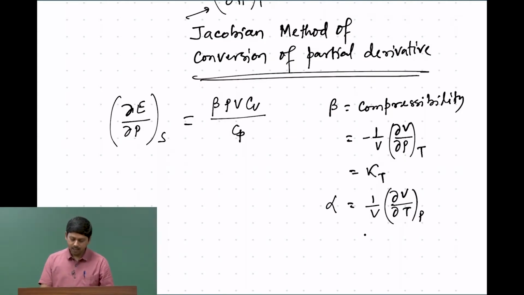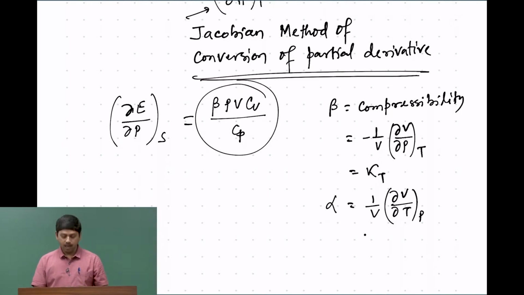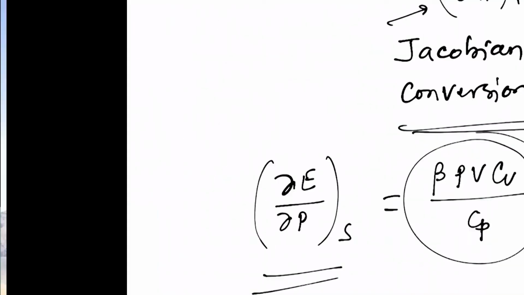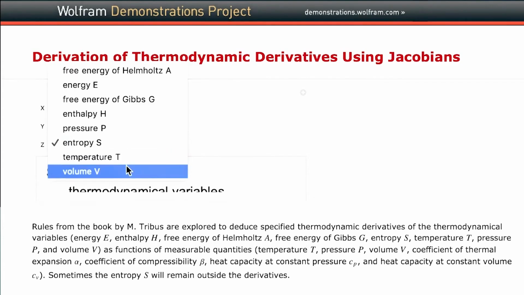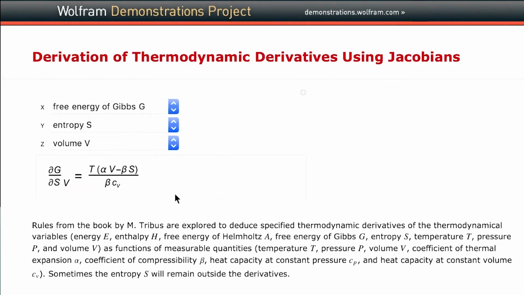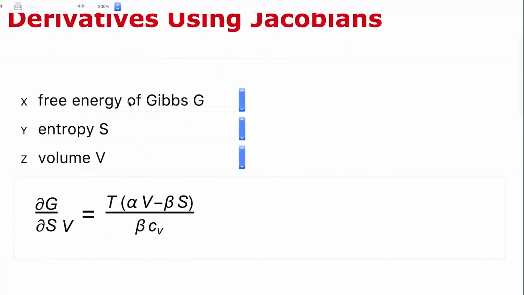So, you can see that the change in internal energy E as a function of P at a constant S is nothing but this particular quantity. All of them are measurable, and therefore, one can measure these particular partial derivatives. So, if I change it, I can also show you some other example. If I change E to, let us say, something like G, and if I change the pressure to something like S, and if I take it at a constant V, I get another different expression as mentioned here. So, Mathematica can quickly calculate that.